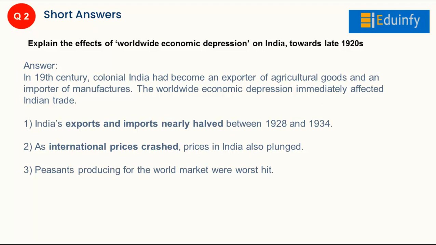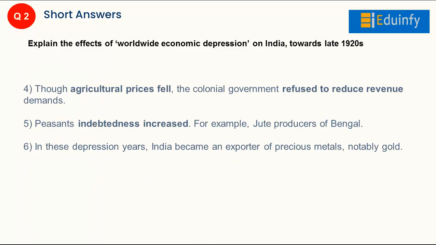Peasants producing for the world market were worse hit. Agricultural prices fell. The colonial government refused to reduce revenue demands. Indebtedness increased for peasants. Example, jute producers of Bengal. So in these depression years, India became an exporter of precious metals, notably gold.